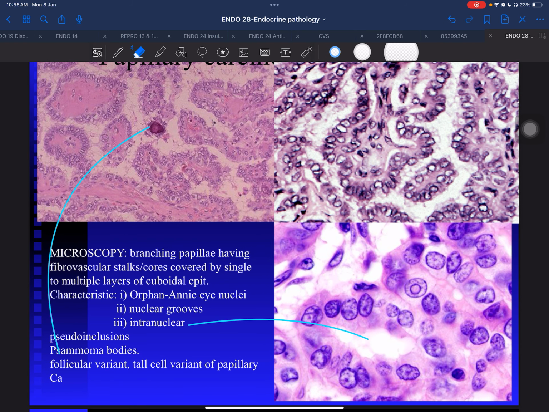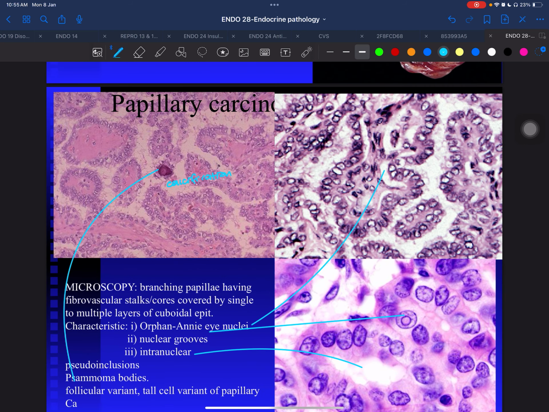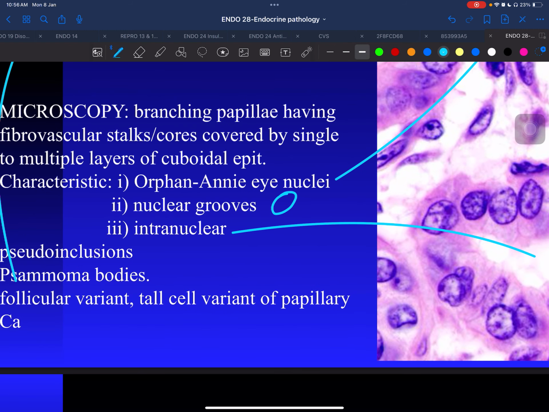Three features of papillary carcinoma to look for in the nucleus. One is Orphan Annie nuclei, the clearing. Number 2 is nuclear grooving. Number 3 is intranuclear pseudo-inclusions. Number 4, the psammoma bodies from earlier, also sometimes present. Now, where is the grooving? It looks like a coffee bean. The ends of the nucleus are like that, and in the middle there is a line, like a coffee bean split in the middle. That is what we call nuclear grooving. But it doesn't necessarily form papillary structures.